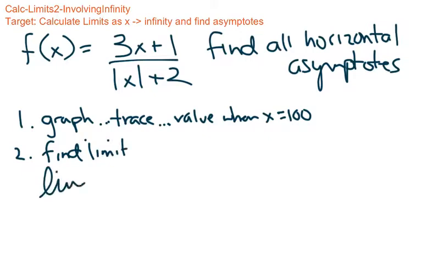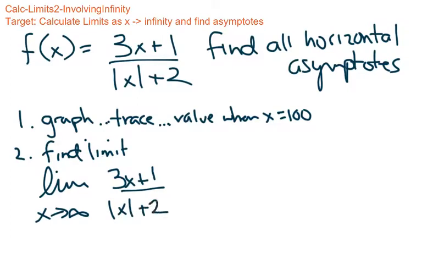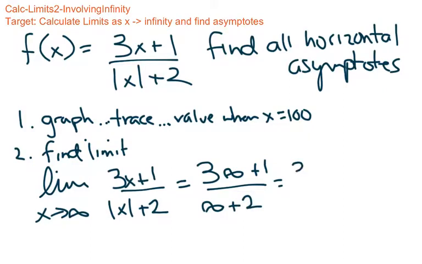So the limit as x approaches infinity of 3x plus 1 over that stuff. Like I said, when you graph it and trace it, you could start to see where that value goes, but what we could do is literally plug infinity in, and we get 3 times infinity plus 1 over the absolute value of infinity, which is positive infinity. We're just plugging in the positive one. And we're going to do plus 2 here. So when infinity is multiplied by 3, the 1 does not matter. So we get 3 infinity over infinity.